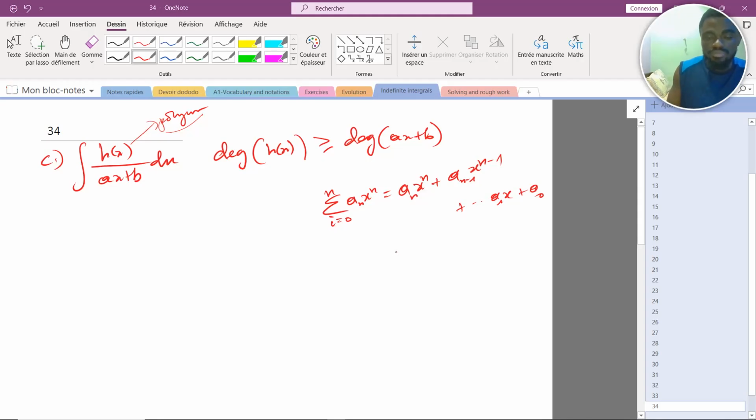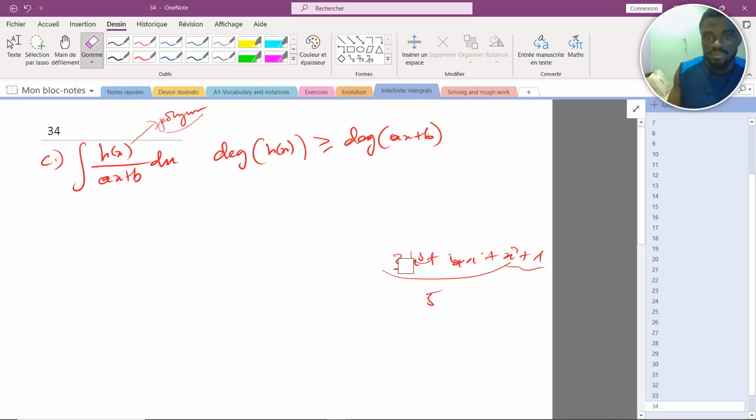If I take for example 3x to the fifth plus, let's say, 4x cubed plus x squared plus 1, this is a polynomial. The degree of a polynomial is the highest power of x. So the degree of this polynomial will be what? 5. That's what we call the degree of a polynomial. It is the highest power of the variable of that polynomial. So that was a small emphasis I wanted to make. So let's get into the stuff.